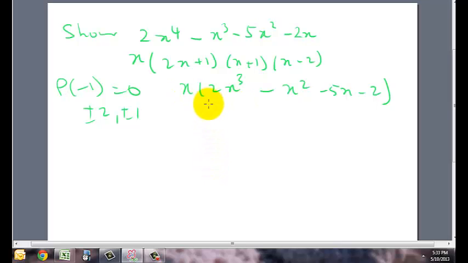I just factorize the x out. X, 2x cubed minus x squared minus 5x minus 2. Why? Because this tells me I want to factorize an x out. Then why did you have to do p of minus 1? Well, that's to eventually know, for this term here, my factor is going to be x plus 1, for example.